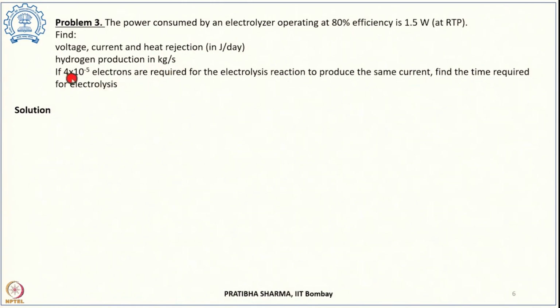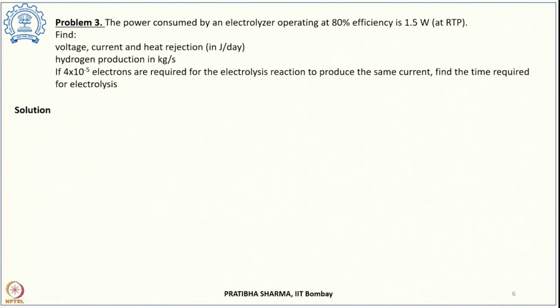It is also provided that if 4 into 10 to the power minus 5 electrons are required for the electrolytic reaction and it produces the same current which we have calculated in the earlier step, how much is the time required for the electrolysis to take place. So these three things we need to find out. Among the first part we have to find out voltage, current and heat rejected. Let us see how we are going to solve that.